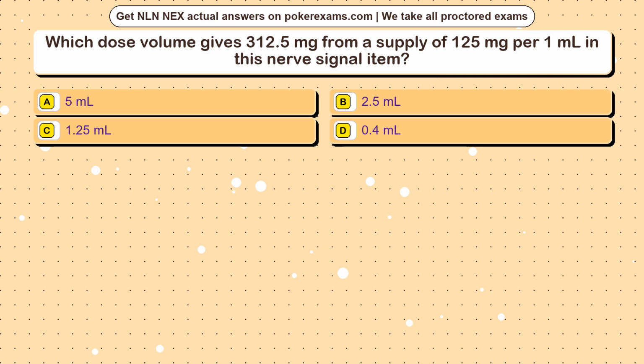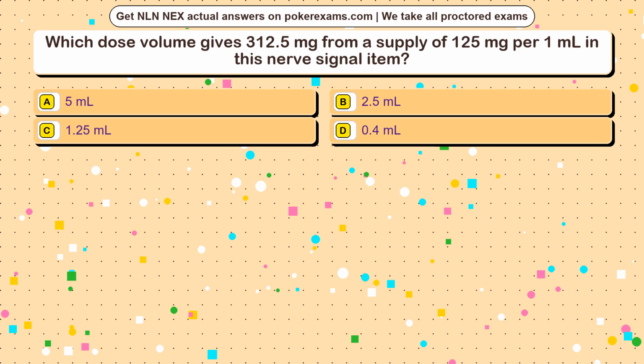Question 1. Which dose volume gives 312.5 mg from a supply of 125 mg per 1 ml in this nerve signal item? Option A, 5 ml. Option B, 2.5 ml. Option C, 1.25 ml. Option D, 0.4 ml.